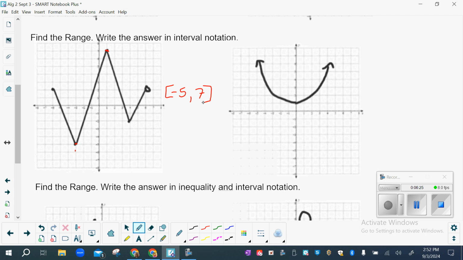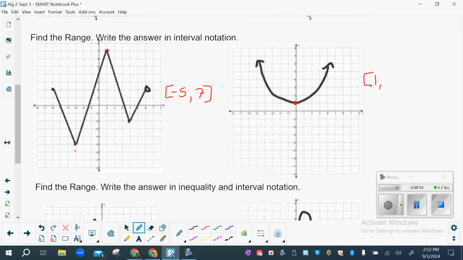Okay, so now on the second one, what is my first value on this graph? This point would be my lowest point. What is the y value there? 1. Do we include the 1? Yes, that's a point there. So we put a bracket because it's included.